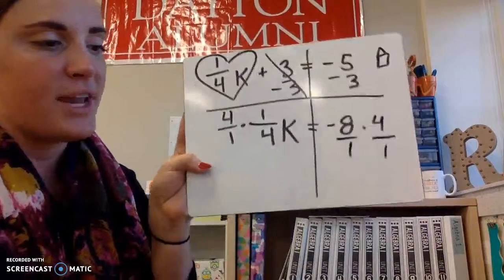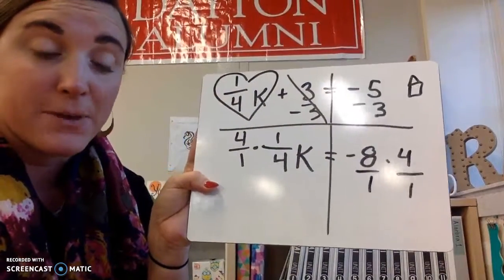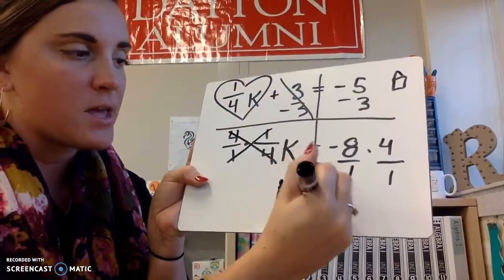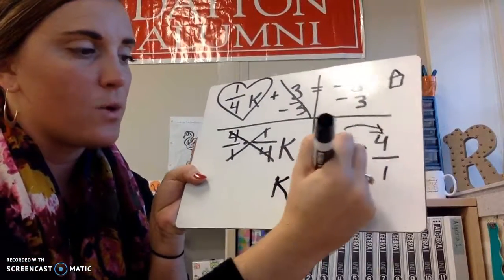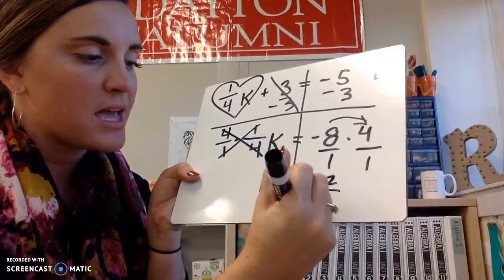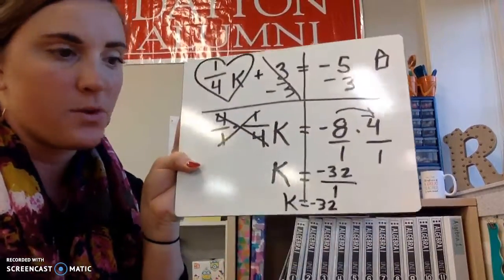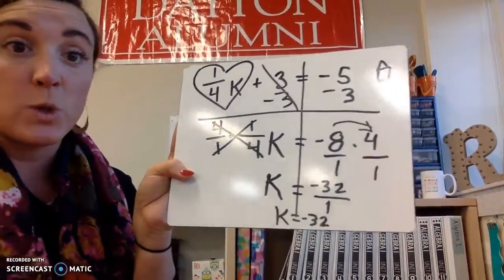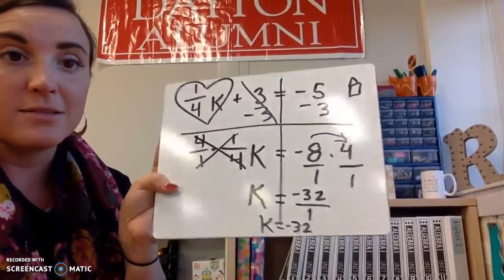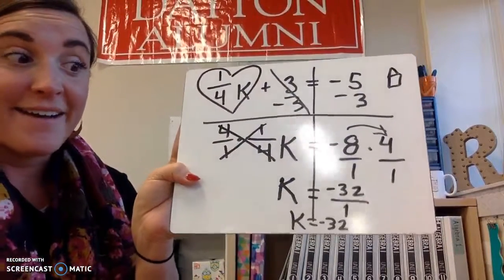Go ahead and put -8/1 if that's going to help you see how to multiply in a minute. 4's cancel, 1's cancel. K equals -8 times 4 is -32/1. K equals -32. If you leave it as -32/1, that's fine. That's not incorrect, but it's also the same thing as -32. All right, that's 13. Moving on to number 14.